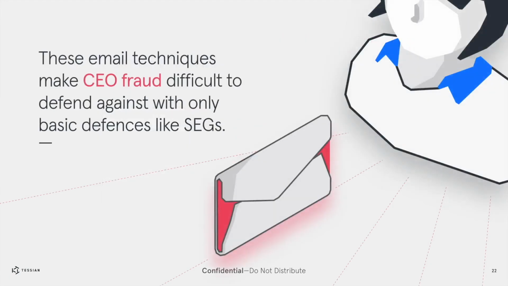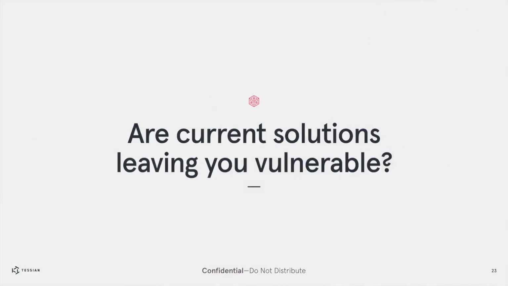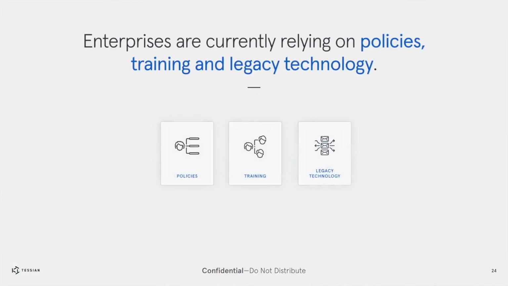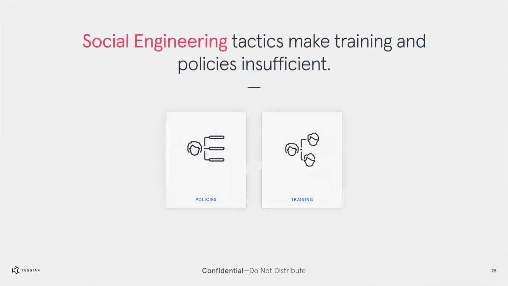So essentially, these email techniques make CEO fraud very difficult to defend against if you're only using a basic legacy solution like a secure email gateway. So now we're going to look at how effective they actually are. Enterprises are relying on policies, training, and legacy technology, but we're going to focus on the legacy technology here today.